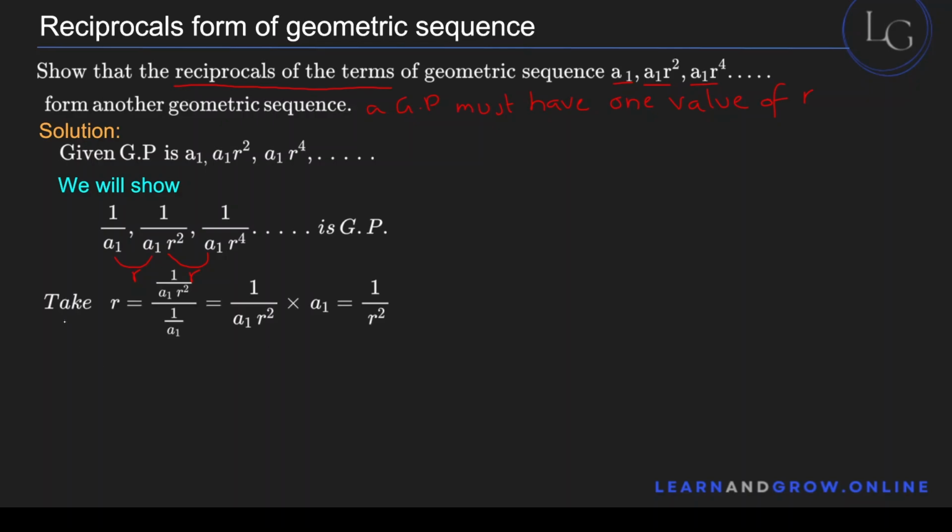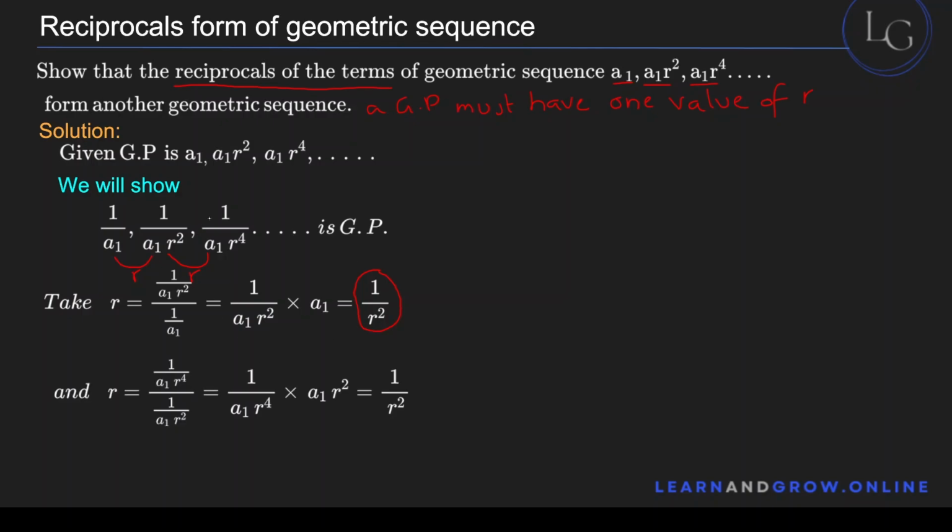So we'll take r for the first two terms. So 1 over a1 r square over 1 over a1 will give you basically this. And now we have to show that the next two terms, this one and this term, will also give you 1 over r square. If that is true, that means that the reciprocals of these terms are also in a geometric sequence.